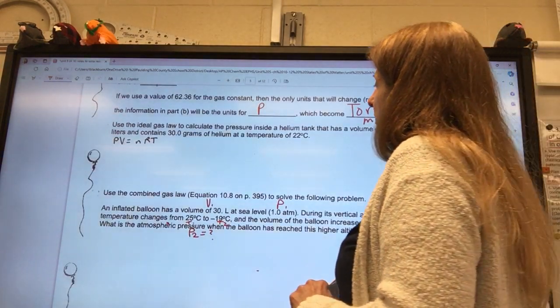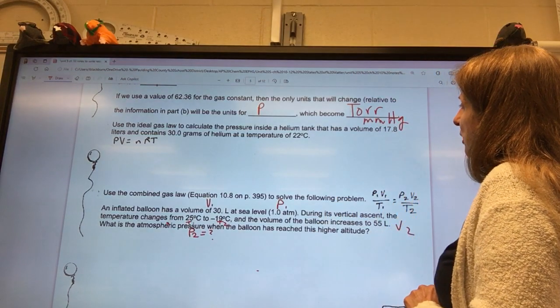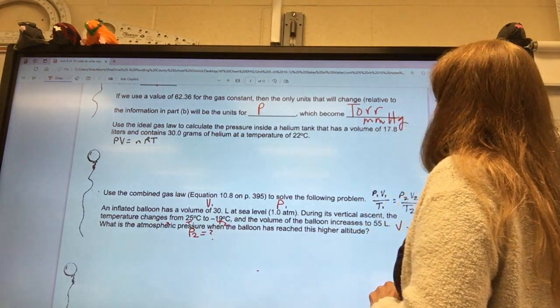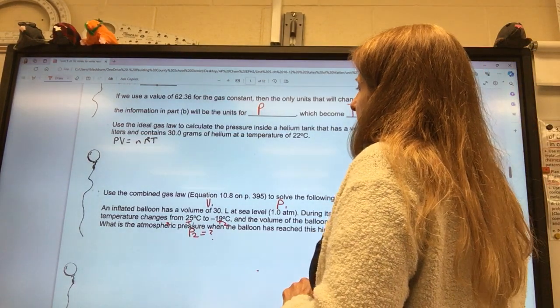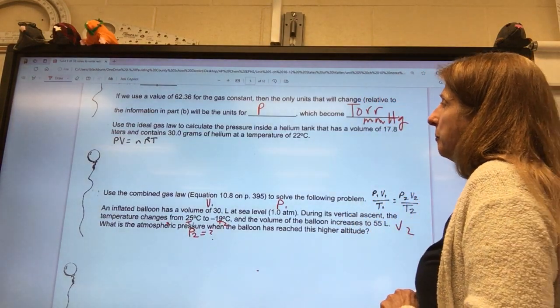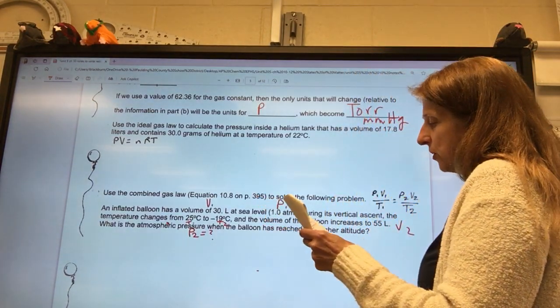Use the ideal gas law to calculate the pressure inside a helium tank that has a volume of 17.8 liters and contains 30 grams of helium at a temperature of 22 degrees Celsius.